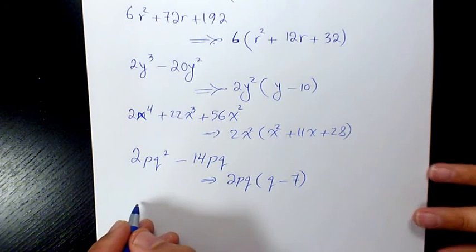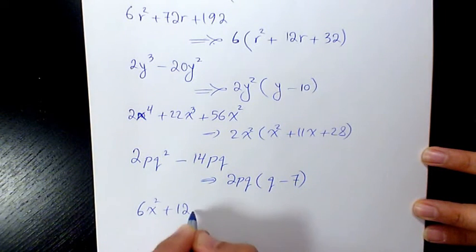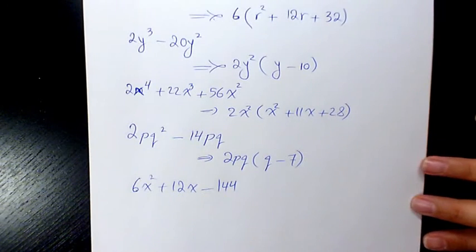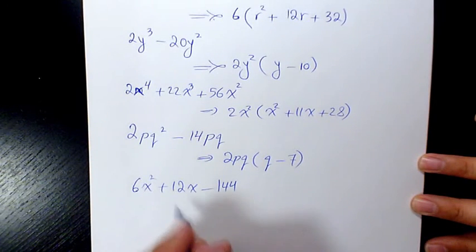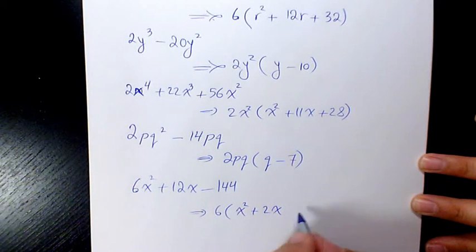Next one is 6x squared plus 12x minus 144. So we can factor 6 in here. It's going to make it x squared plus 2x. 144 divided by 6 is going to be 24. That's going to be the answer.